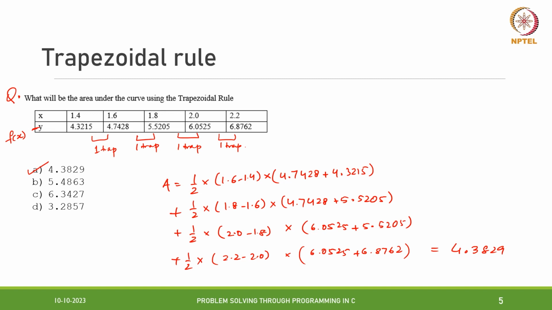So basically we used a 4 segment trapezoidal rule. We had 4 segments, one from 1.4 to 1.6, one from 1.6 to 1.8, one from 1.8 to 2.0, one from 2.0 to 2.2. We used the trapezoidal rule on them to calculate the area under the curve.